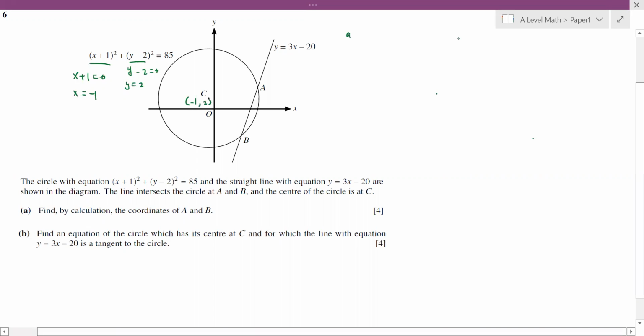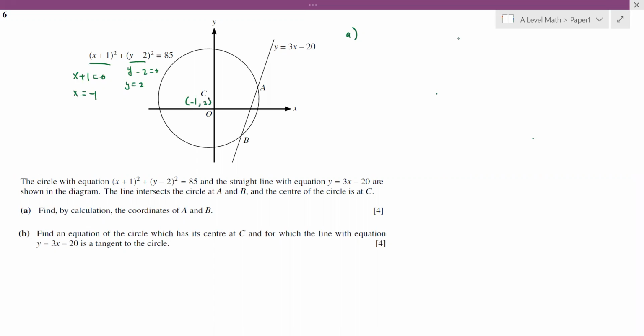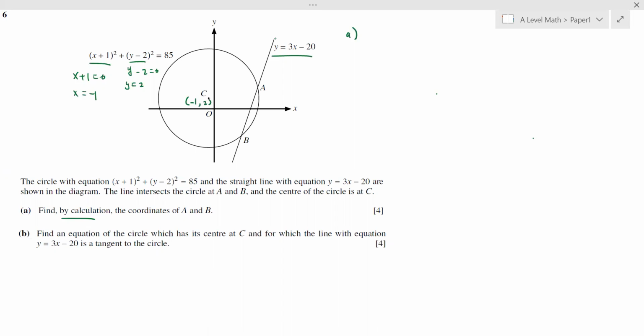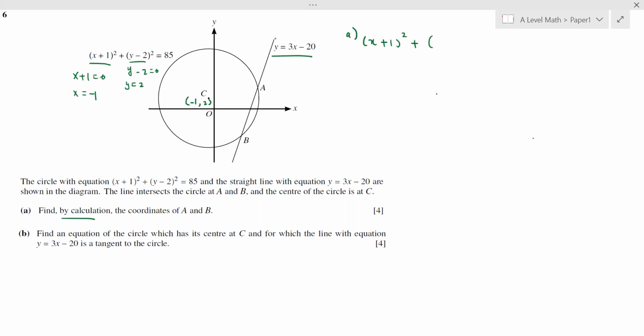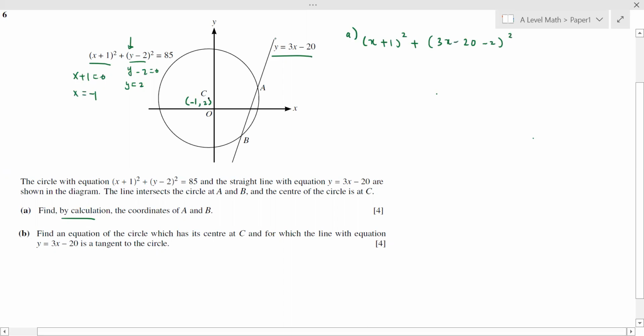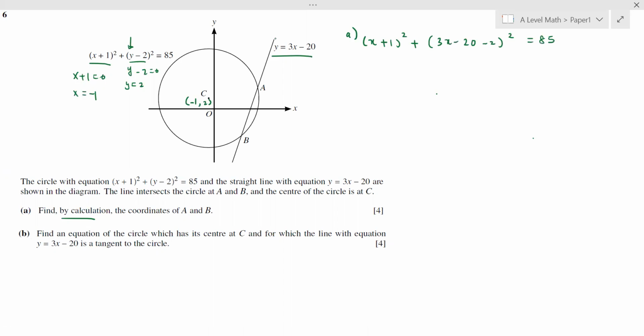Now, part A, find by calculation, meaning that you do not just look at the circle and try to figure out the coordinates of A and B. y is 3x − 20, so we replace y with 3x − 20 in the equation of the circle. We have (x + 1)² + (y − 2)², where y is replaced with 3x − 20, minus 2, squared, equals 85.